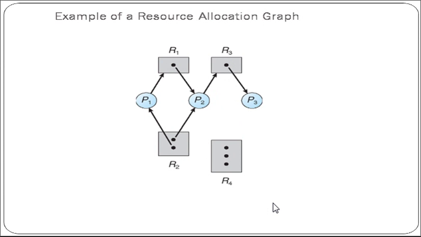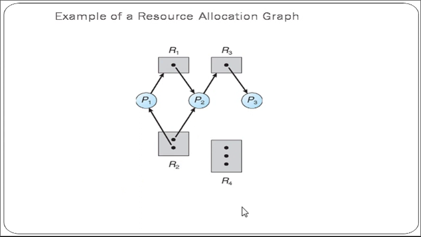Now we can say there is deadlock in the system if there exists a cycle. In this particular graph, there is a cycle from P1, R1, P2, R2, P1. So P1, P2, P3 are deadlocked processes. Why? Because P2 is waiting for the resource which is held by P3.